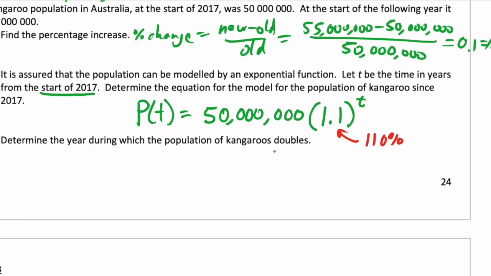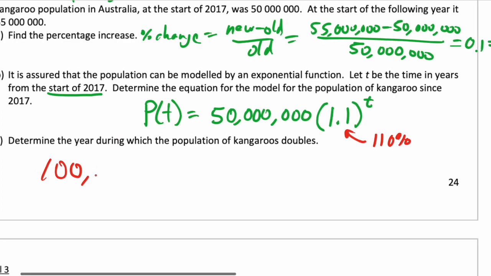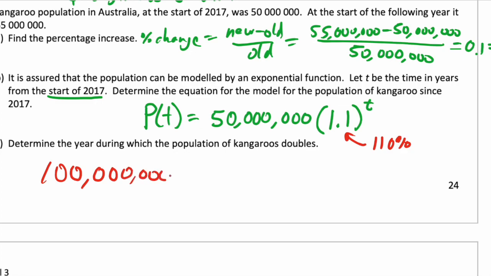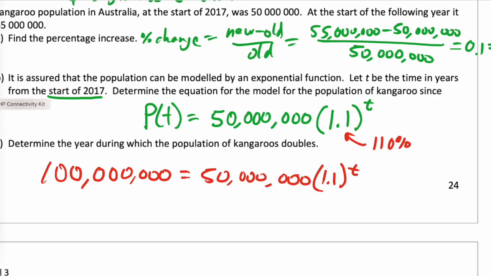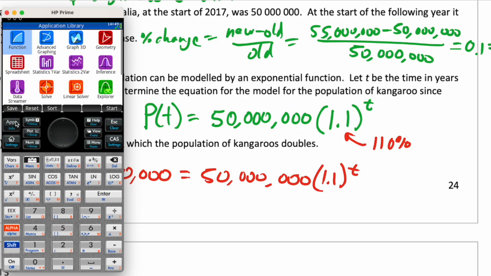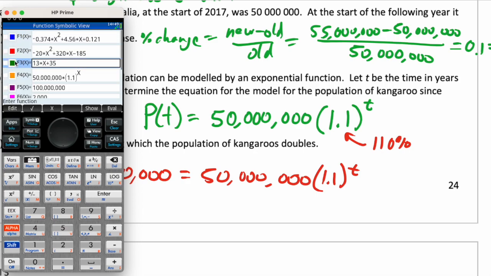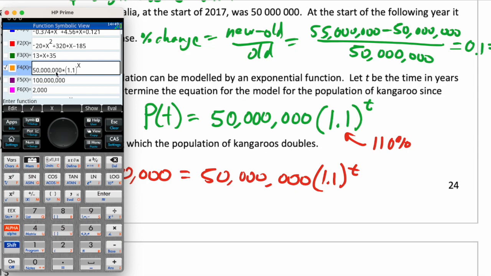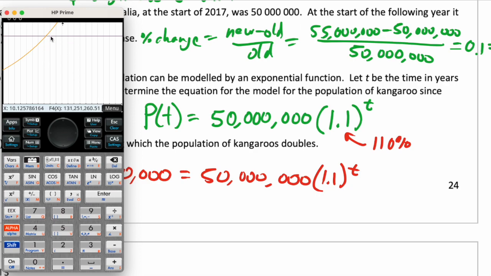Determine the year in which the population doubles. Well, doubles is going to be 100 million, right? Because the initial population was 50 million, so 100 million equals 50 million times 1.1 to the power of t. Solve that. Let's use our calculator. We can go to apps and type both of those in. Here's the function, and here is 100 million. We just need to find the point of intersection. We can see it here already. That's an exponential function there in orange. Let's get the intersection, and it is 7.27.